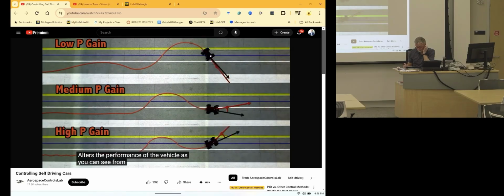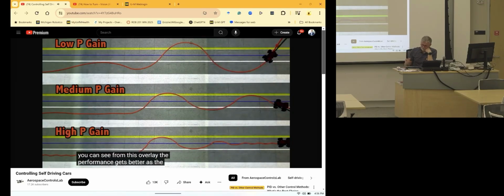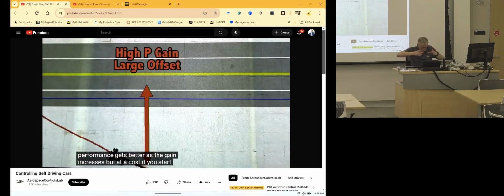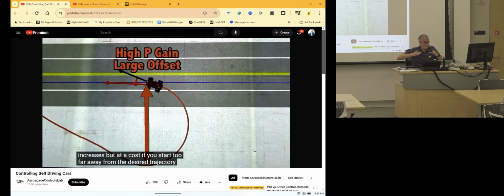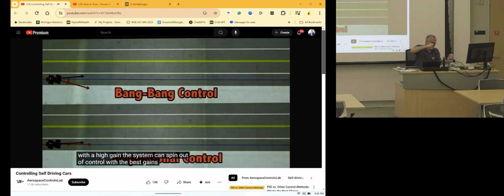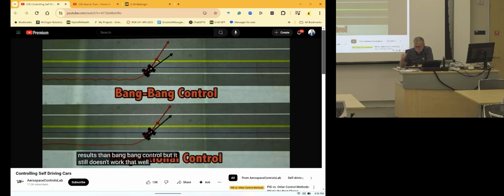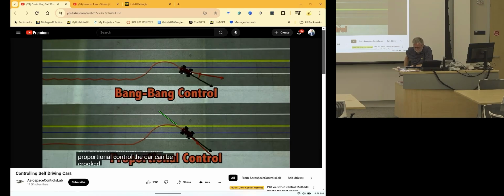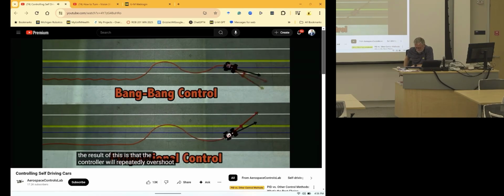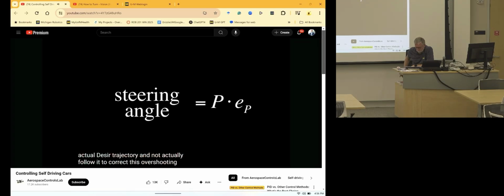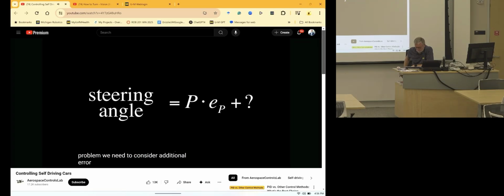The range of values the proportional gain can take drastically alters the performance of the vehicle. As you can see from this overlay, the performance gets better as the gain increases. And that's how most of us would look if we're just driving by looking through our floorboard. You agree? You get over here, then you overcorrect, and you correct, and you're just constantly oscillating. Forget about bang-bang control for now. We're not using it. The result of this is that the controller will repeatedly overshoot the actual desired trajectory and not actually follow it.